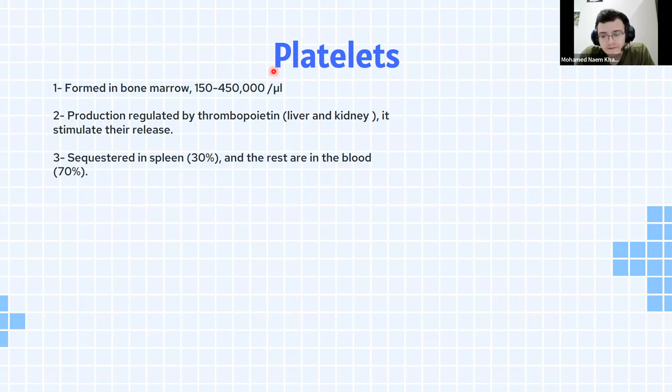Okay, this is information Dr. Jabbar mentioned in his lecture, so you need to know it. Basically, 30% of the platelets are sequestered in the spleen, which means they are always found there. The spleen is the place where we break red blood cells, as you probably know by now. The rest, 70%, is distributed in the blood around the body.